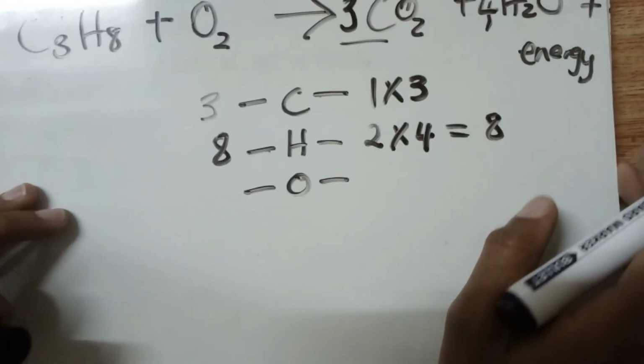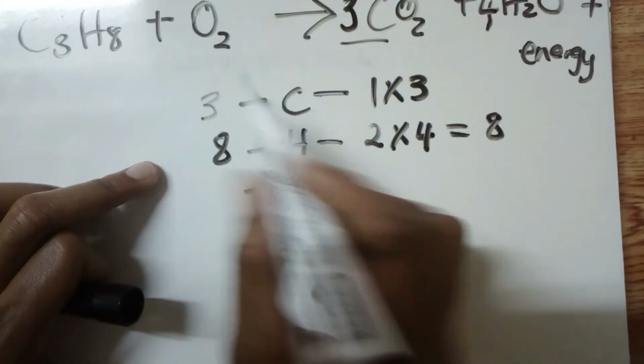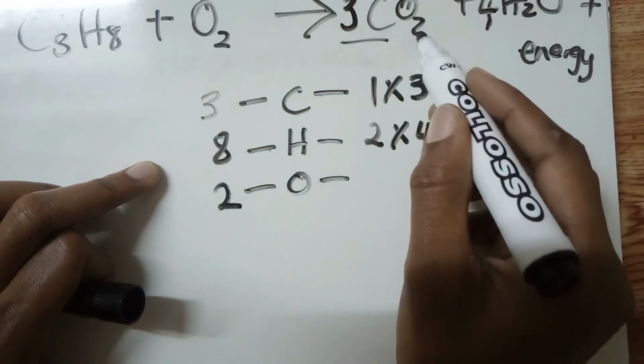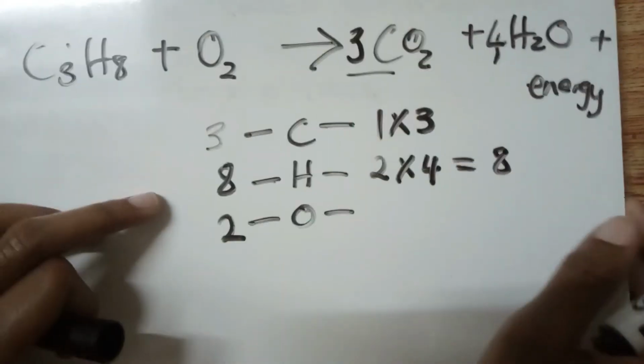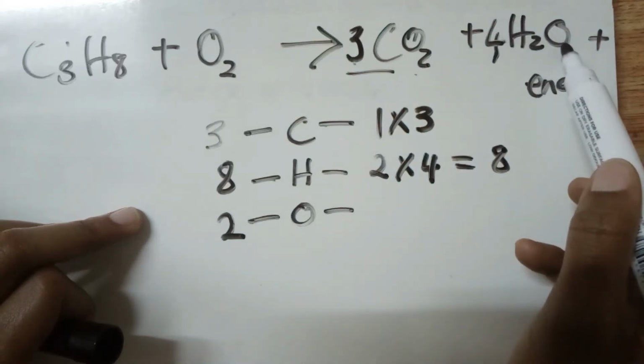Cool. So now we can go to the next step where we say, how many oxygens do I have here? On this side, oxygens, I have 2. On this side, I have 3 times 2. So 3 here, the coefficient, 3 times 2 will be 6 plus 4, which is 10.